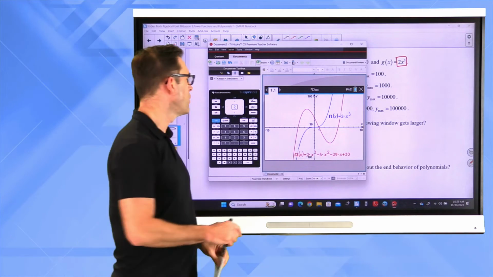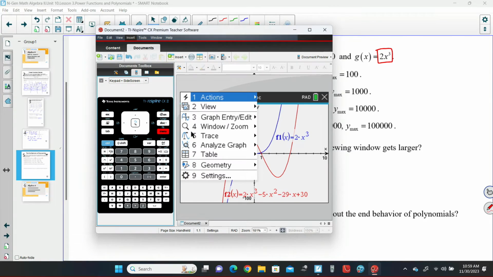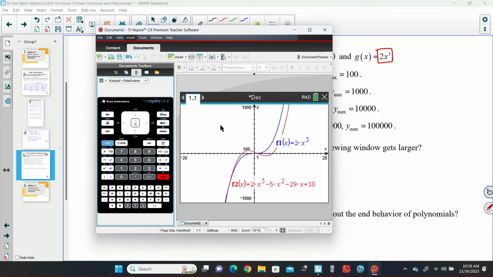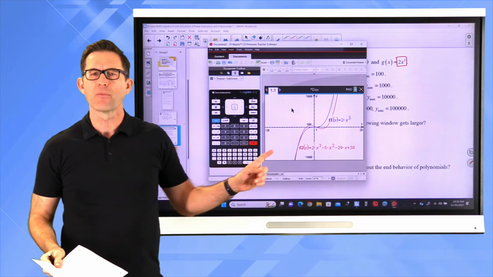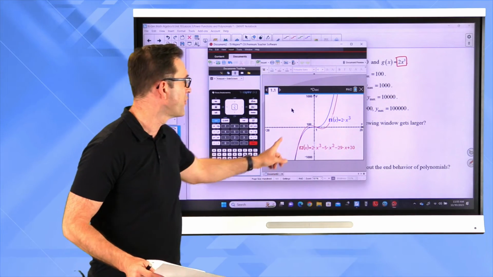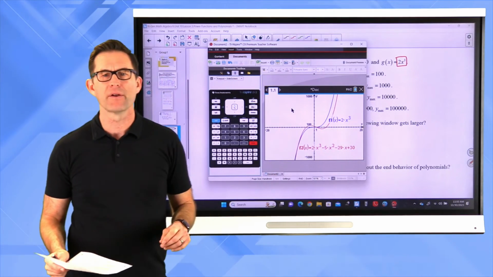Now let's change the window again. All I'm doing is changing the window, thankfully. Okay, my new window settings are going to be negative 20 to 20 on the x and negative 1,000 to 1,000 on the y. All right, great. Now, as we look at this, remember the blue is going to be our power function and the red is our more complex polynomial.